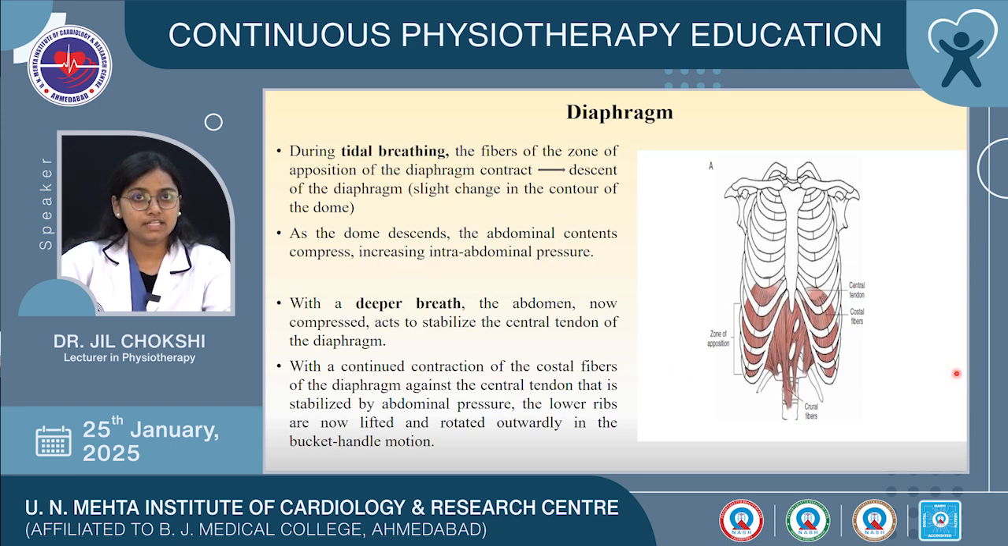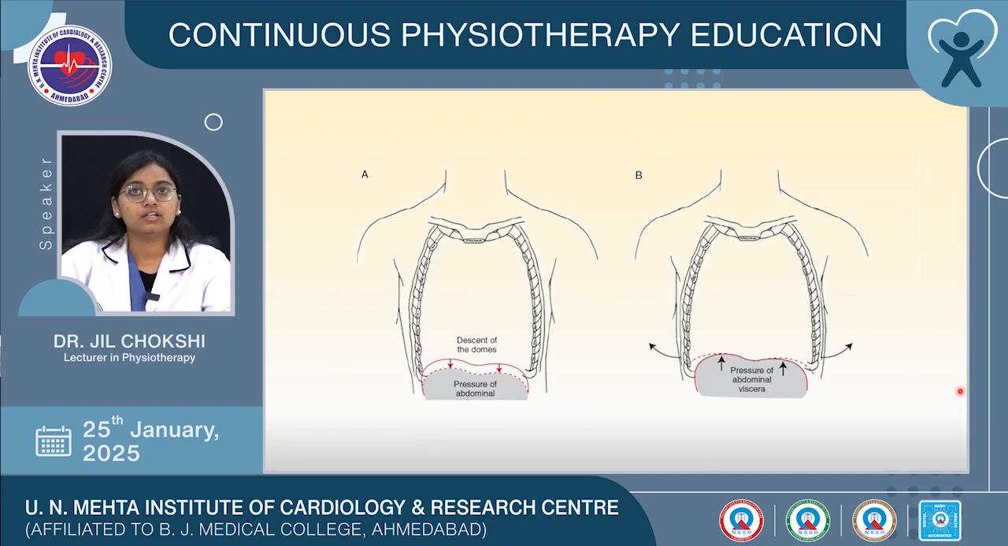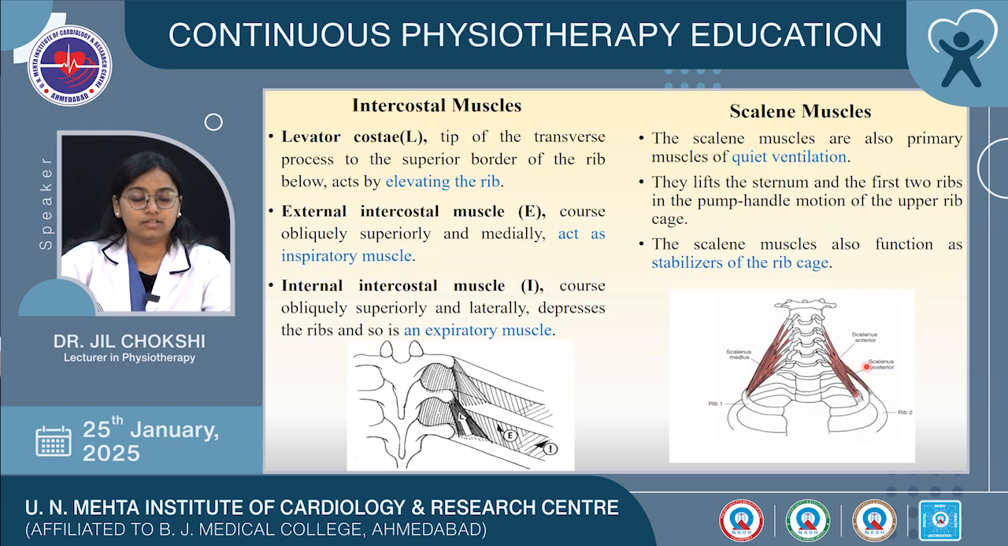With deeper breathing, the abdomen now compresses further and acts to stabilize the central tendon of the diaphragm. With continued contraction of the costal fiber of the diaphragm against the central tendon that is stabilized by the abdominal pressure, the lower ribs are now lifted and rotated outwardly, increasing the transverse diameter of the thorax. This is all about the diaphragm.